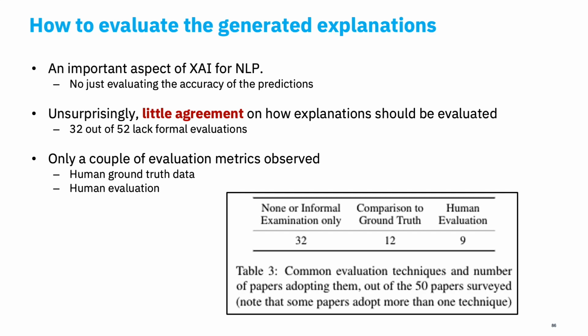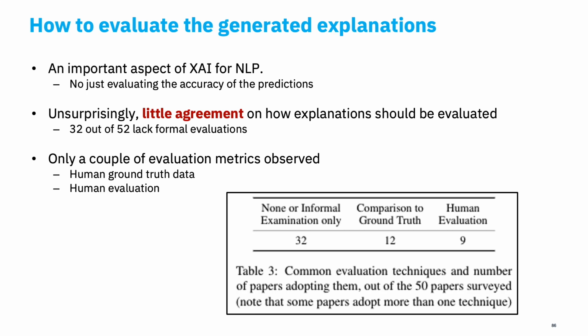Given the young age of this field, it is not surprising that there's little agreement on how explanations should be evaluated. From the 52 papers we reviewed, 32 of them didn't have any evaluation or used a very informal evaluation. For example, they only have a very high-level discussion of how examples of generated explanations align with human intuition. Some of them even use F1 scores as a proxy to show the effectiveness of their explanations.